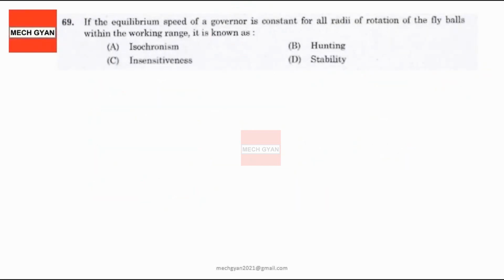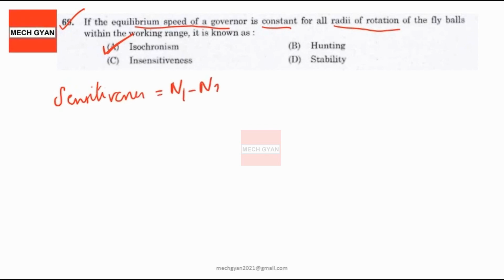Next question. If the equilibrium speed of the governor is constant for all radii of rotation of the fly balls within the working range, it is known as, answer is isochronism. 69, option is isochronism. Now what is sensitiveness of a governor? Sensitiveness is given by N1 minus N2 by N mean, or N. So sensitiveness is given by N1 minus N2 by N.